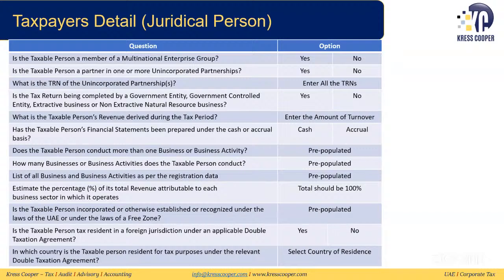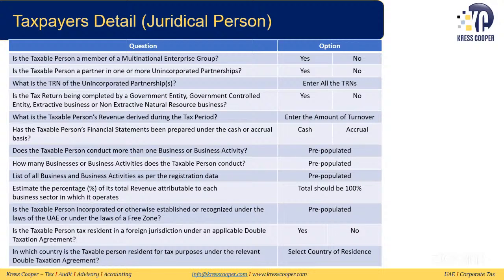Now, for a juridical person, there's also a similar set of questions, but they are also different. Unlike a natural person, for example, it will be asking you, is the taxable person a member of a multinational enterprise group? Now, what is a multinational enterprise group? A multinational enterprise group is a group that has two or more companies established in different jurisdictions. So one might be in UAE, one might be in India, one might be in USA. So it has to be located in different jurisdictions.